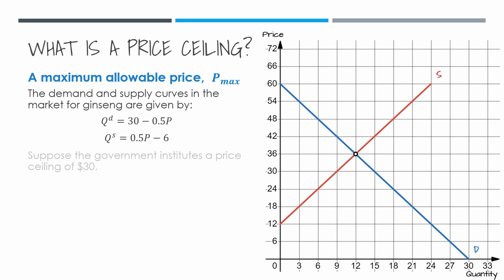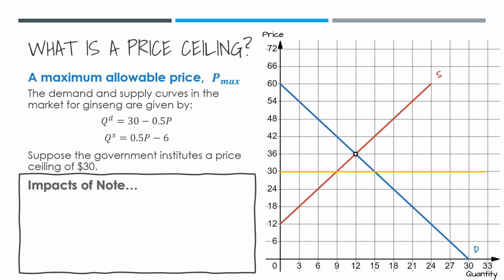Let's now suppose that the government institutes a price ceiling of $30. I'm going to represent this with a horizontal line at 30. I want you to notice from the graph that the equilibrium price is $36, but that price is no longer legal because of the price ceiling. So we have a binding price ceiling. The price is going to be pushed down to 30 because of this law. And this binding price ceiling is going to have several impacts.